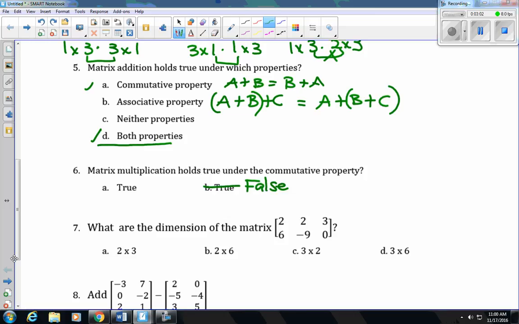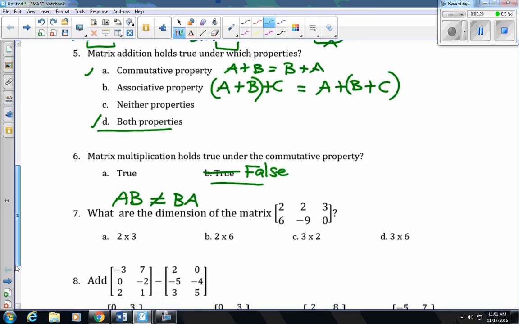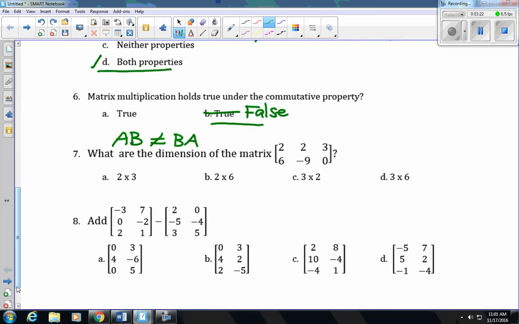Matrix multiplication holds true under the commutative property. That's false. What that says is that AB does not equal BA. AB does not equal BA. Multiplication is not commutative with matrix operations. Okay, what are the dimensions of that matrix? That's a 2 by 3. It says add and clearly has a subtraction sign.